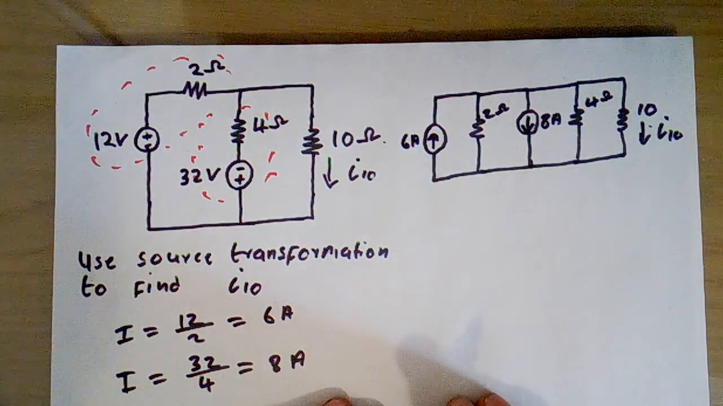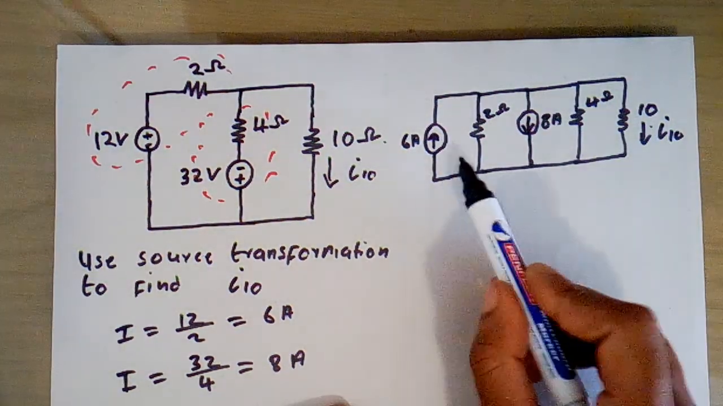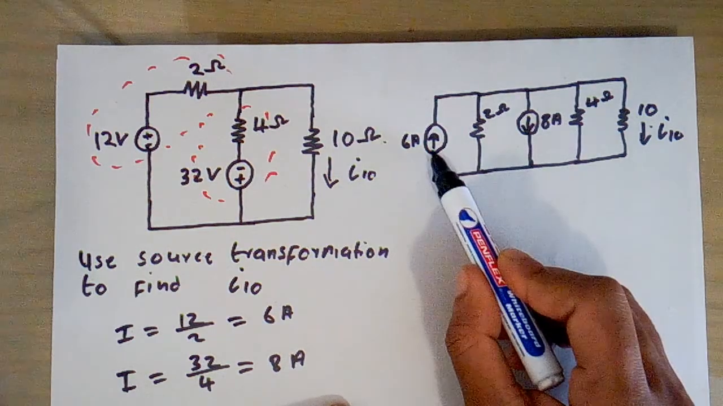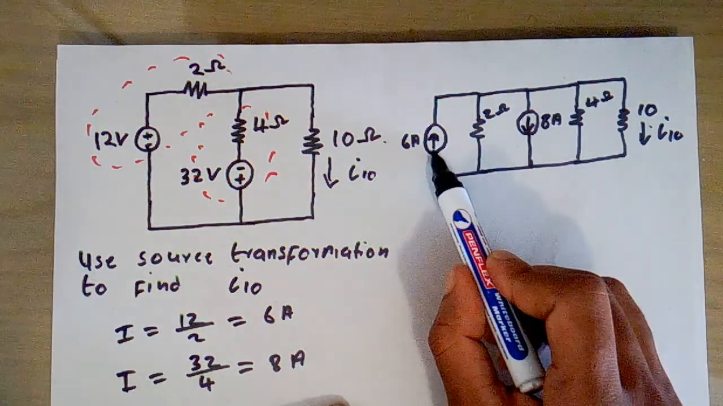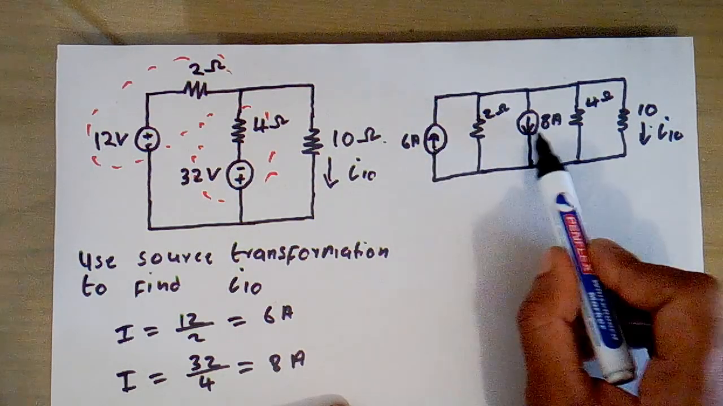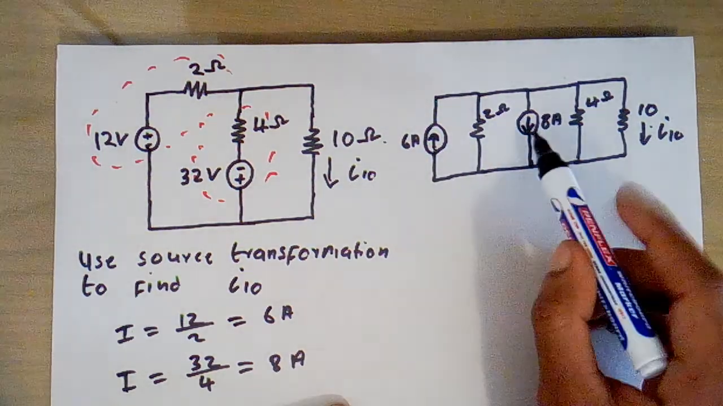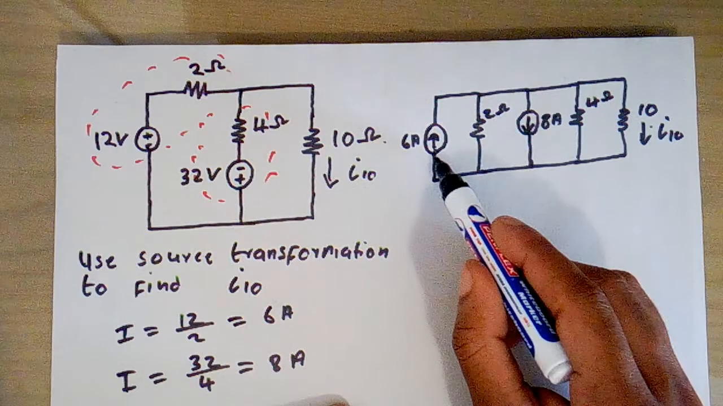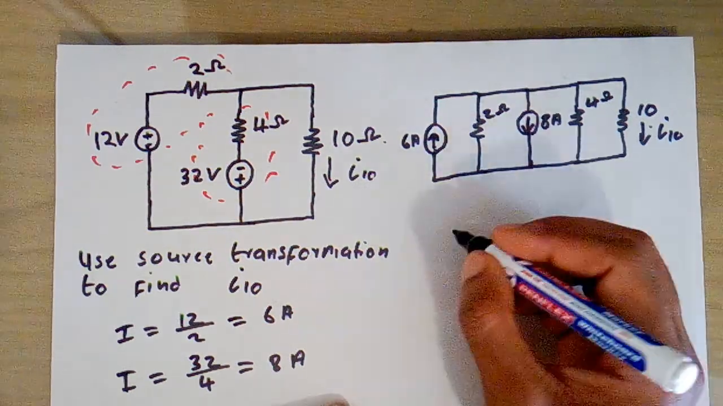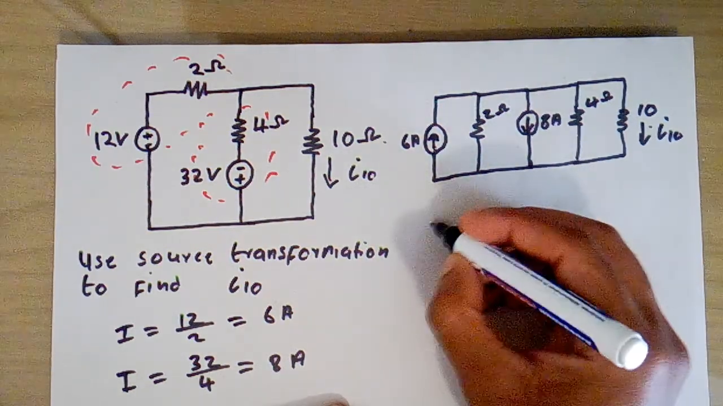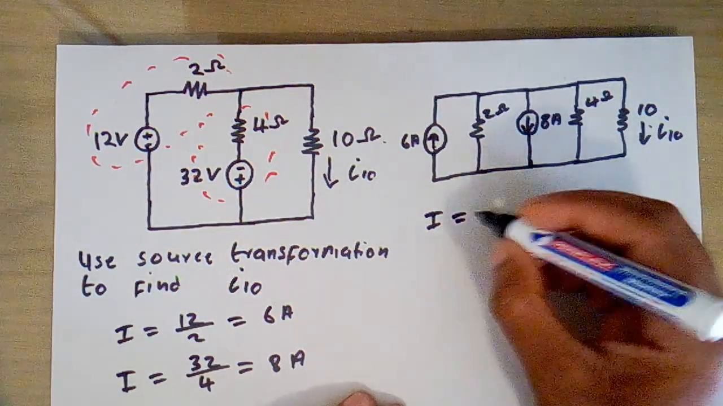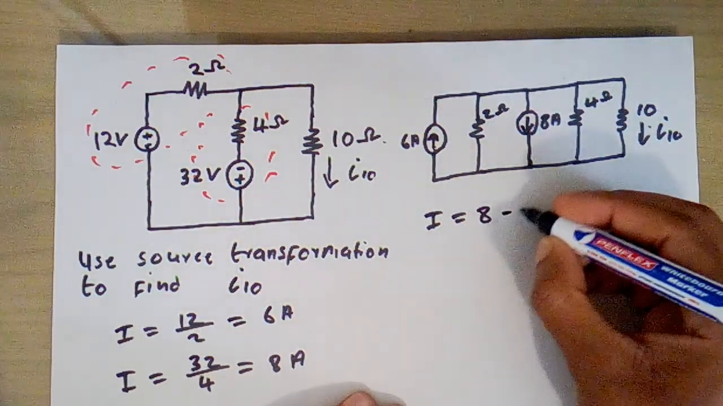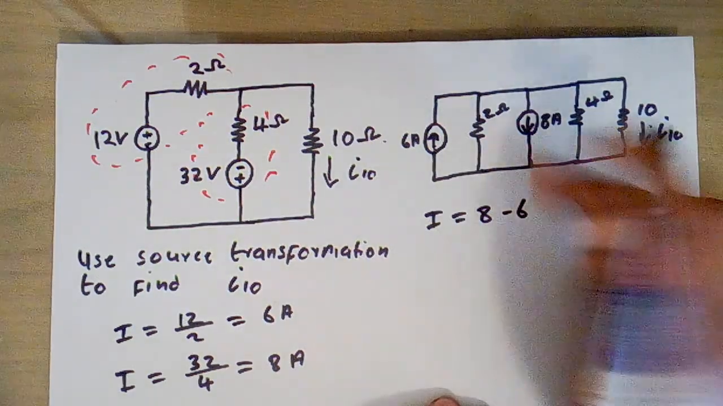So now you can see that our current sources are going in opposite directions. Therefore this will be 8 minus 6, and it will give you 2. So our new current source will be 8 minus 6, since now they are going in opposite directions.